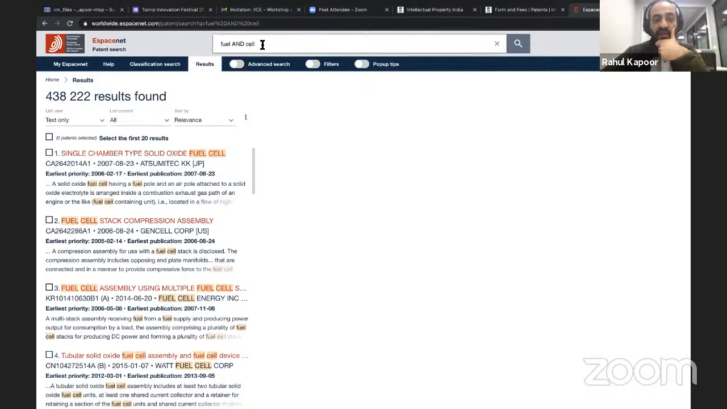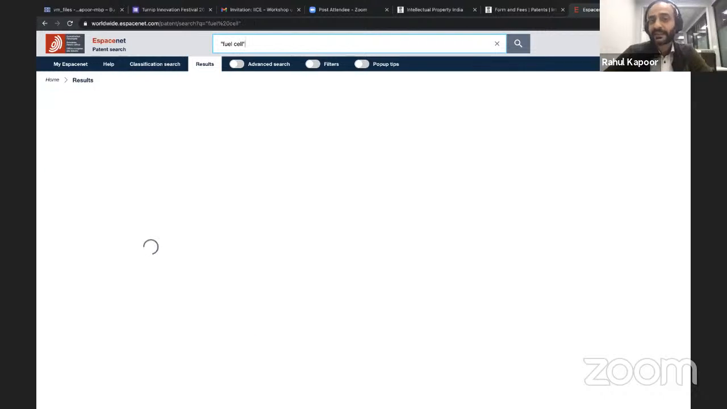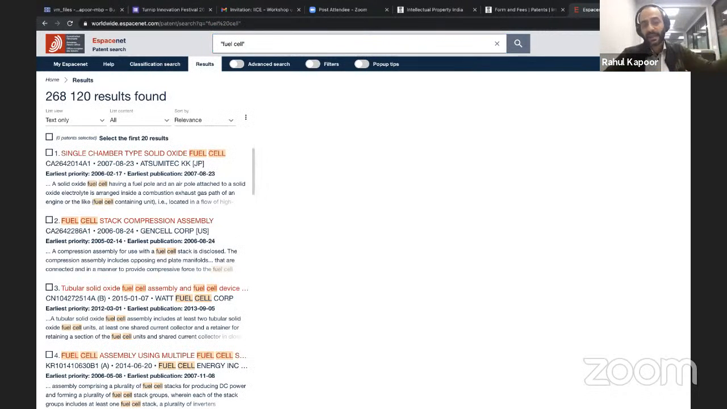And if you put in "fuel cell", the two words have to be together. Fuel and cell would mean fuel as well as cell can be anywhere in the document. But fuel cell means both words have to be together. It cannot be fuel in one place and cell in another place. So you got the most narrow results when you did fuel cell, right? So folks, this is pretty much about the operators.